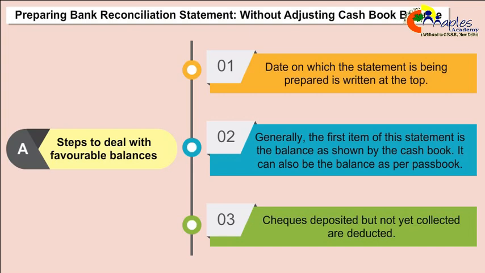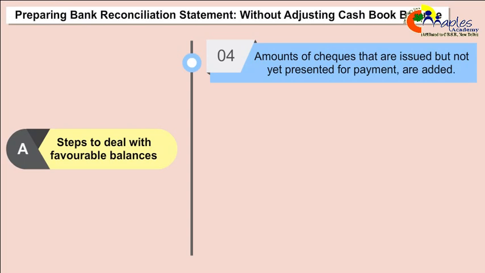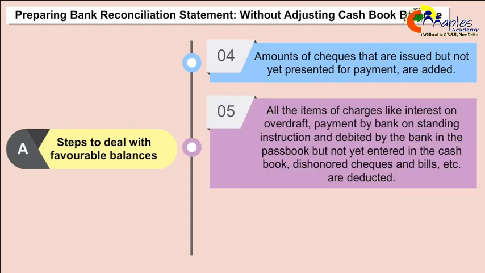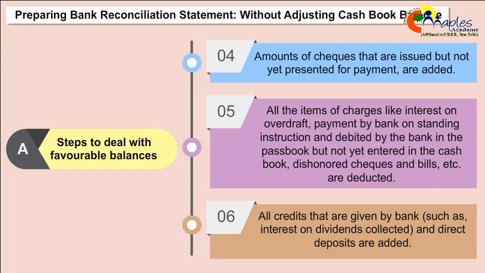3. Checks deposited but not yet collected are deducted. 4. Amounts of checks that are issued but not yet presented for payment are added. 5. All the items of charges like interest on overdraft, payment by bank on standing instruction, and items debited by the bank in the passbook but not yet entered in the cash book, dishonored checks and bills, etc. are deducted. 6. All credits that are given by bank, such as interest on dividends collected and direct deposits are added.